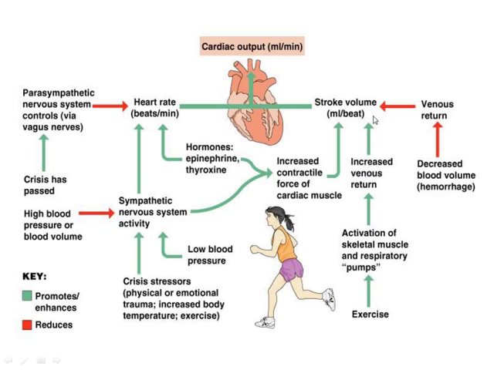Exercise will increase venous return, increasing your stroke volume. Some sort of crisis stressor activates the sympathetic nervous system, which increases your heart rate. Parasympathetic system will turn that down. High blood pressure or blood volume will also stimulate the sympathetic nervous system. Hormones increase heart rate. So there's just all kinds of things, and all of these interact. The bottom line is to keep cardiac output as constant as possible.